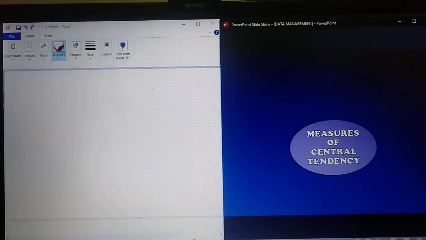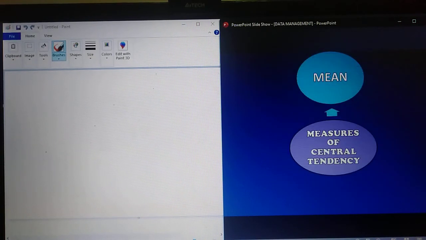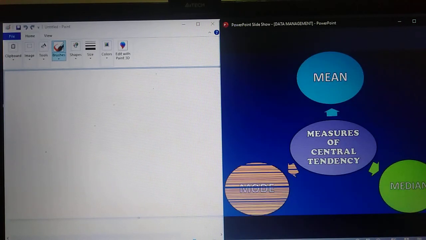And in measures of central tendency, we are dealing with three components, or the 3M na tinatawag natin. We have the mean, the median, and the mode. Later on, we will discuss the difference of the three, and at the same time, we give examples, and we will be discussing the measures of central tendency both in grouped and ungrouped data.